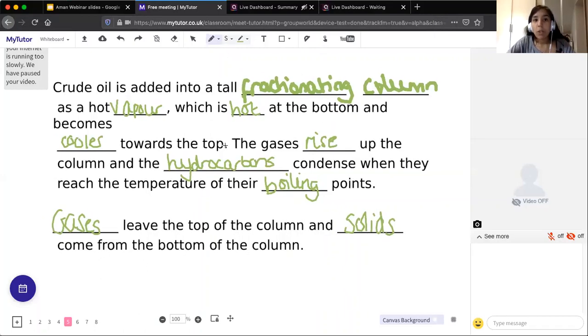So I'll just read through it. Crude oil is added into a tall fractionating column as a hot vapor. So it's added in as a gas, which is hot at the bottom and it becomes cooler towards the top. Those gases will rise up the column and the hydrocarbons condense when they reach the temperature of their boiling points. So that means that hydrocarbons that have a lower boiling point will condense higher up, and hydrocarbons that have a higher boiling point will condense lower down, because remember, it's hotter at the bottom and colder at the top. And so gases leave the top of the column and solids come from the bottom of the column. Any questions on that? Otherwise, we'll move on. Okay, let's move on.